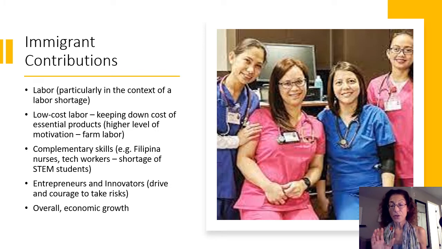So I said that the category was controversial. The controversy has to do with under what condition immigrants who come to work benefit the receiving society, the sending society, and the migrants themselves. So let's first look at the area of immigrant contributions. And I want to start with the data that is most commonly accepted, and then I will move down from there to some of the areas where the data is more contested.